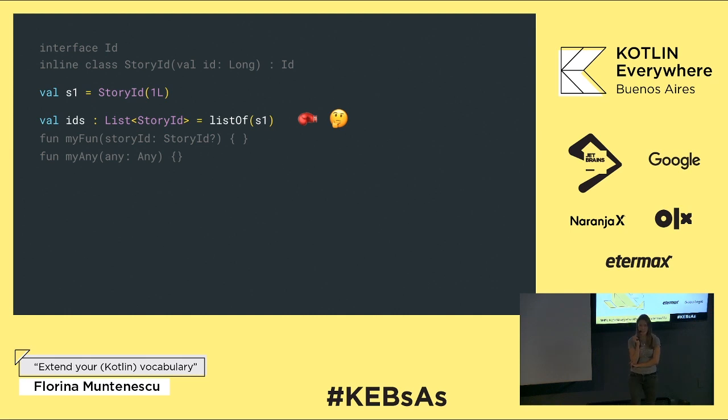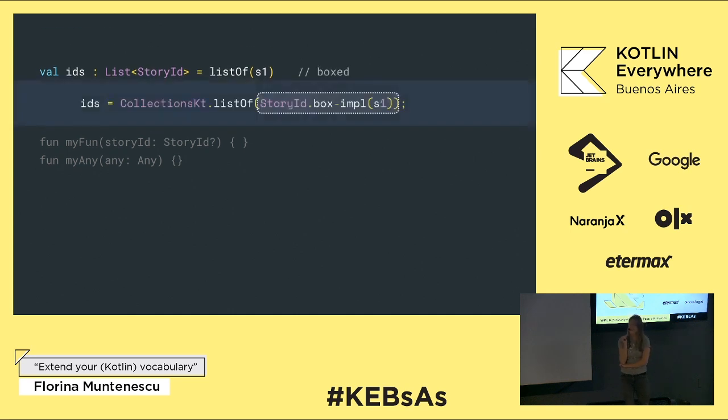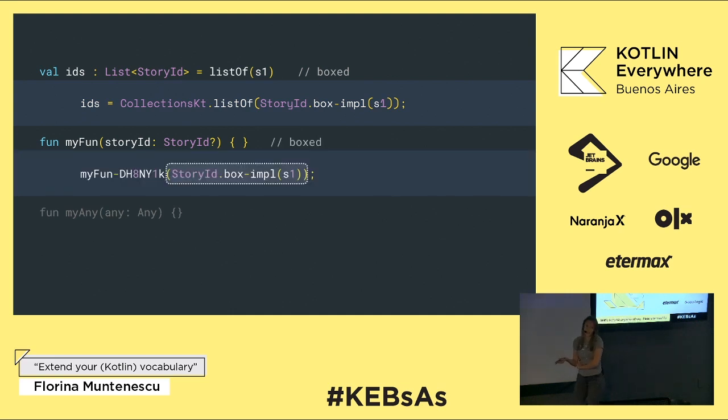Do you want to know the answer? Do you want to guess the answer? Boxed? It is boxed. Because collections or arrays expect objects. So this means that it will use the StoryID object. OK. Next one. Let's say that we pass a nullable StoryID. Auto-boxed? OK, I hear some yeses. Yes, because it's nullable. So it will be treated as an object.